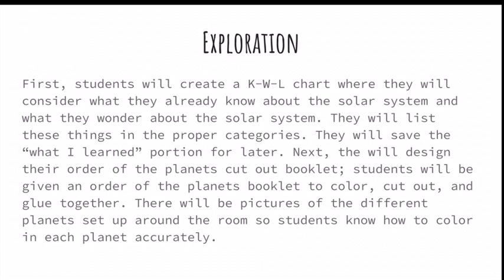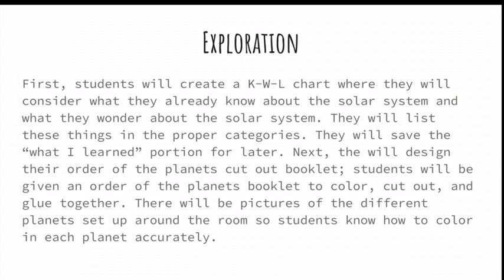So for the exploration, students are going to start by creating a KWL chart, where they will consider what they already know about the solar system, which is the K part, what they wonder about the solar system, which is the W part, and then what they learned about the solar system, which is the L part, which they'll save for later. So they'll start with what they know already and what they want to know, and then they will list those things in their proper categories. And then the what I learned portion will be for the end of class, which will be explained later.